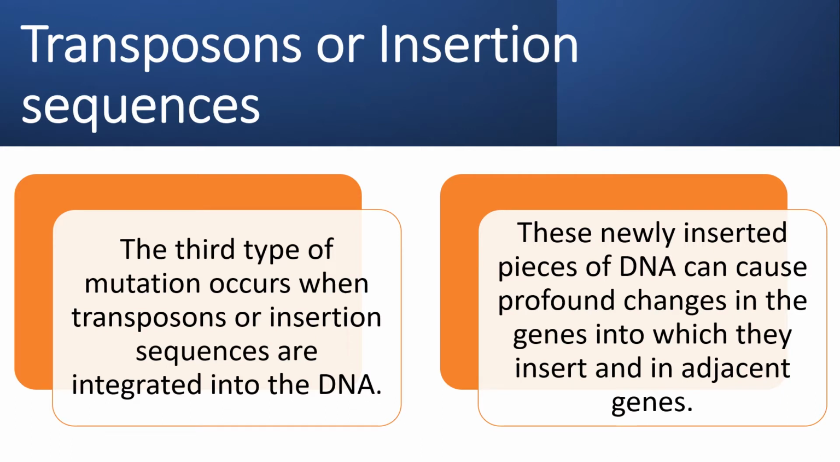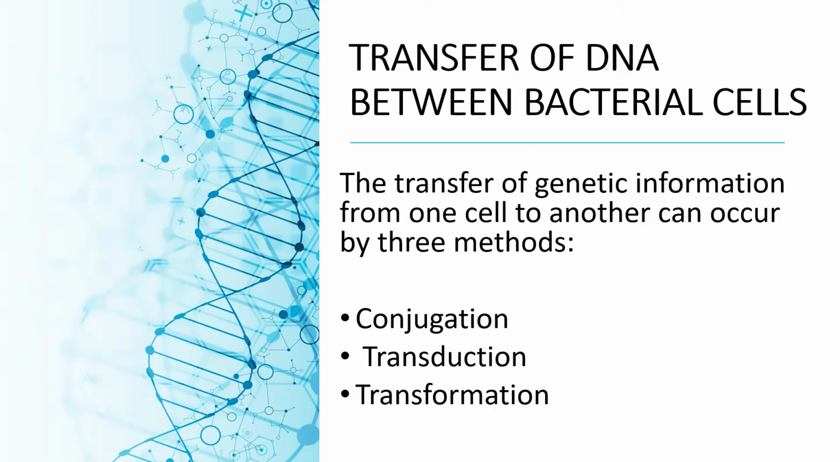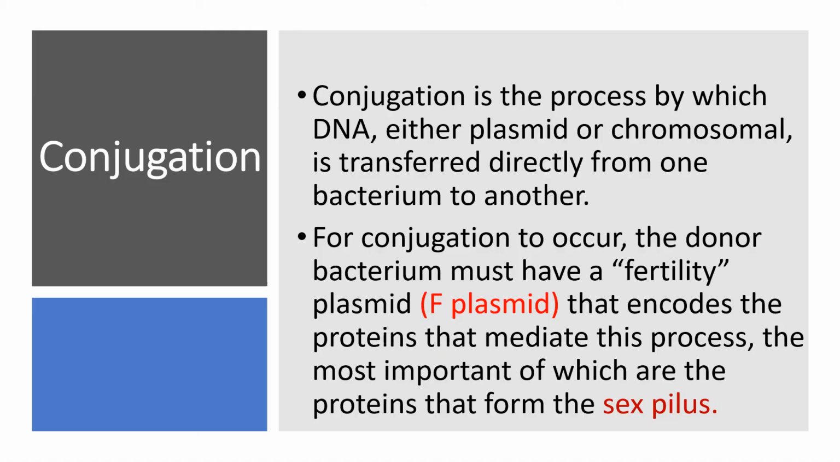The third type of mutation occurs when transposons or insertion sequences are integrated into the DNA. These newly inserted pieces of DNA cause changes in the gene into which they insert and in the adjacent genes also. The transfer of genetic information from one bacterial cell to another can occur by three methods: conjugation, transduction, and transformation. So what is conjugation?